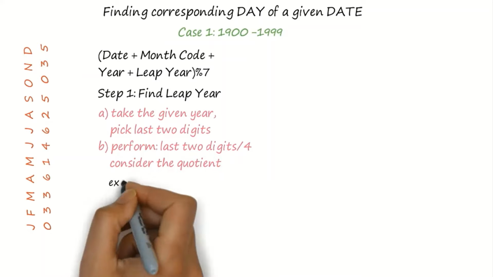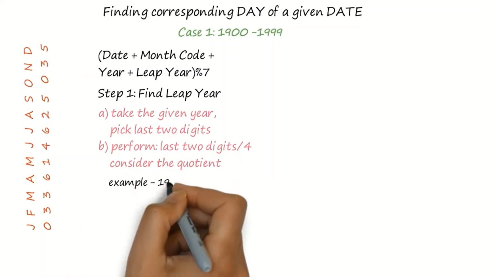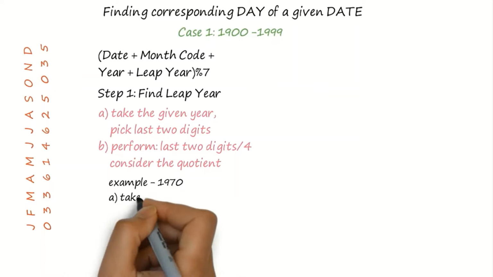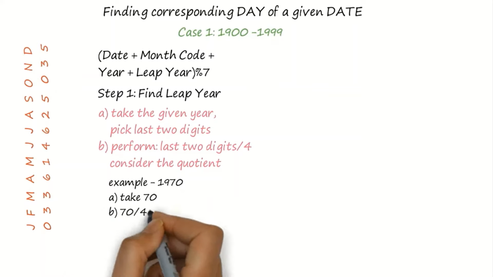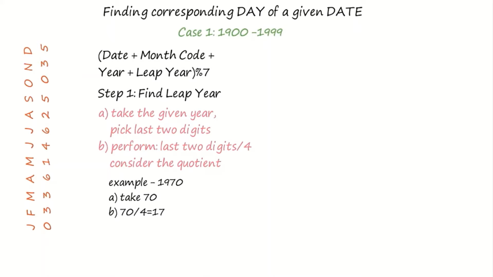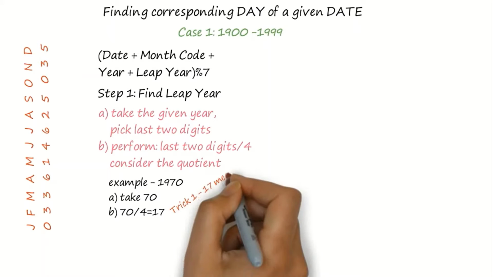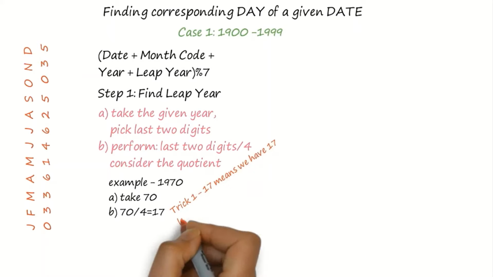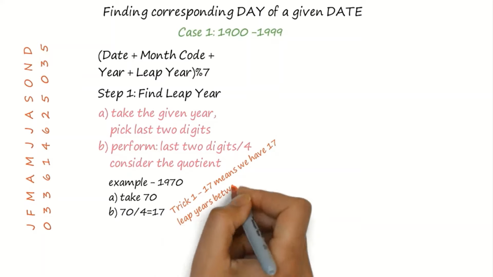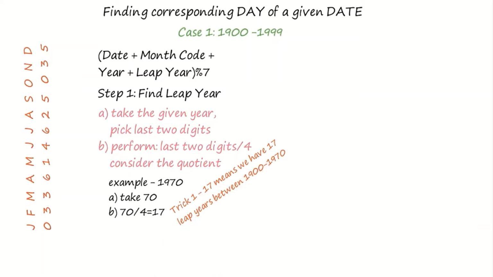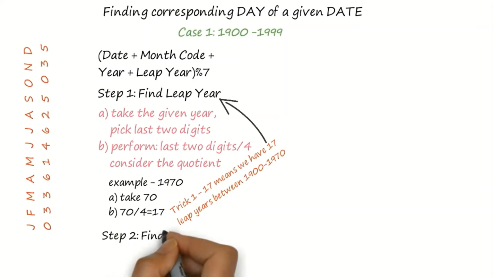So let's take an example to understand this. For the year 1970, we will take last two digits, that is 70, and divide it by 4. So the quotient is 17. This means 17 leap years between 1900 to 1970. Remember this point. At step 2, the point to remember is always consider only the last two digits of the given year.